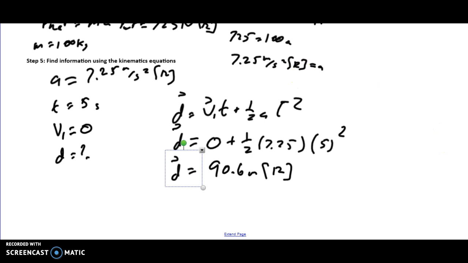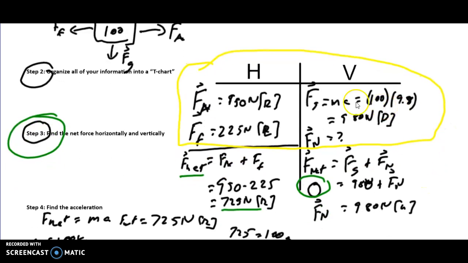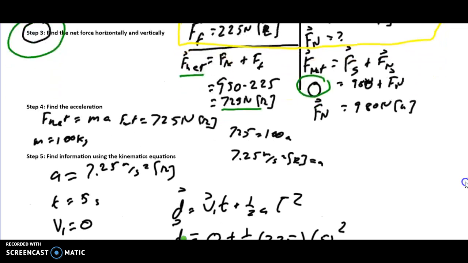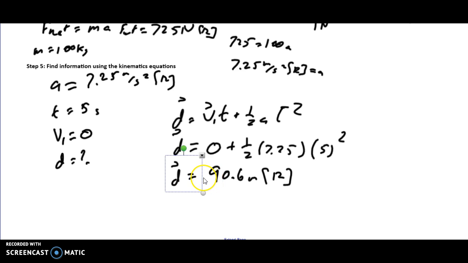So to review, when I got the question, what did I do? I drew a free body diagram and I labeled all the forces. From there, I took the information and I put it into a T-chart. From the T-chart, I figured out the net force on my object horizontally and vertically. I determined the acceleration of my object. And from there, I determined whatever it was the question was asking for. And in this particular case, it was how far I went.